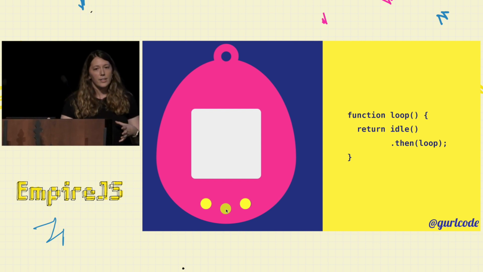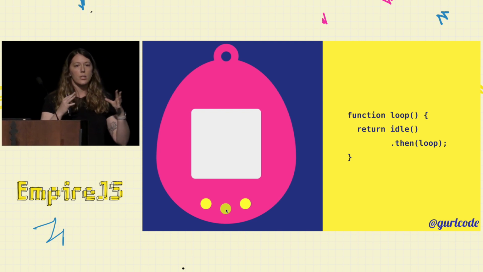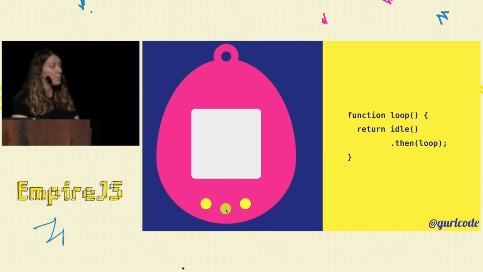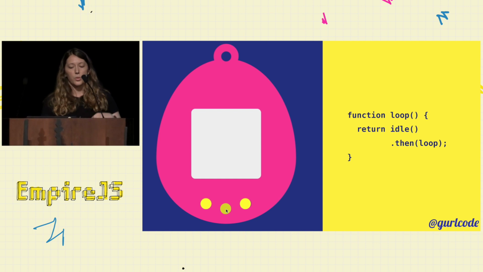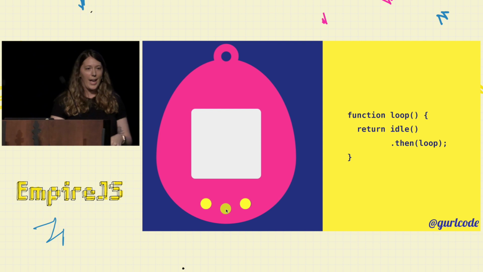So when you're not interacting with the Tamagotchi, it does an idle animation like this. So it bounces up and down, moves to the left, moves to the right, bounces, so on and so forth. So to set up the loop, we're going to create a loop function. We're going to call the idle animation, and when that resolves, we call the loop function again. So it just keeps setting itself.